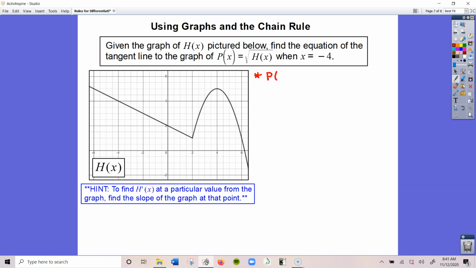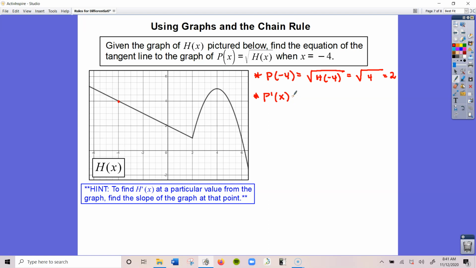So I'm going to look for p of -4, which is equal to the square root of h of -4. H of -4 is right here, which is 4, and the square root of 4 is 2. So that's my point of tangency, (-4, 2). Now let's go ahead and find the derivative so we can figure out the slope.